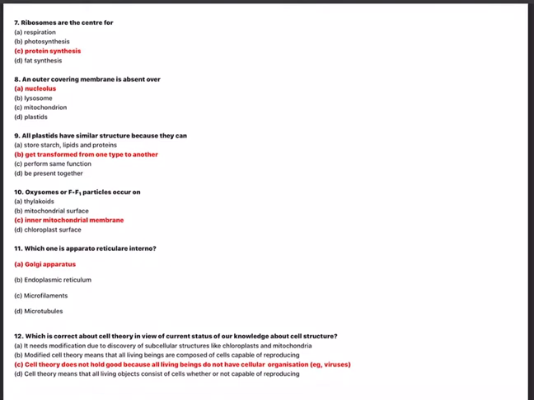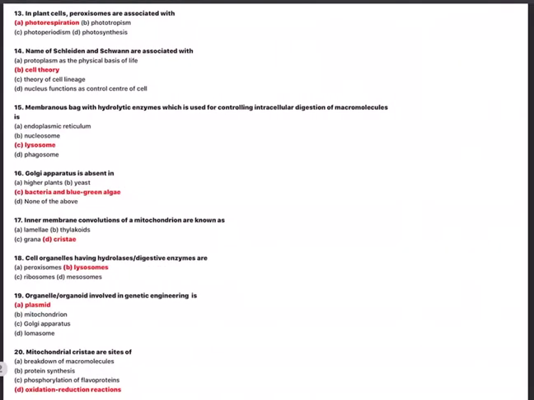And which is correct about cell theory in view of the current status of our knowledge about cell structure? A. It needs modification due to discovery of subcellular structures like chloroplasts and mitochondria. Modified cell theory means that all living beings are composed of cells capable of reproducing. Cell theory does not hold good because all living things do not have cellular organization, like viruses. And that is the answer. Cell theory means that all living objects consist of cells, whether or not capable of reproducing.